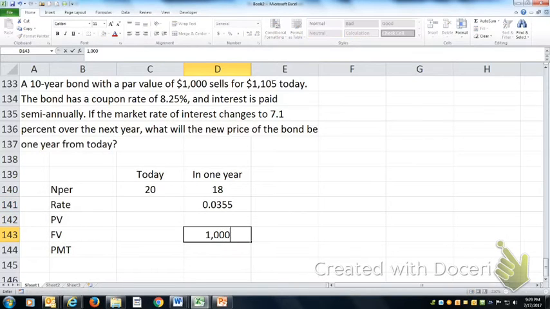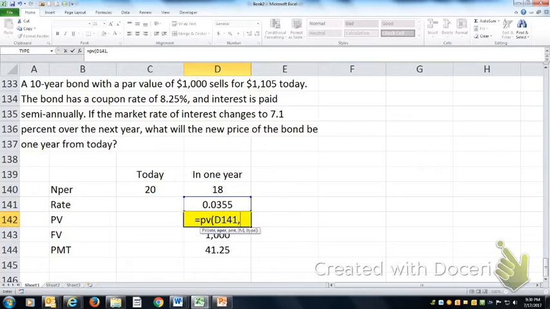The par value is $1,000, and the payment would be the coupon rate times the par value. That's 8.25% times the par value, and then divide by 2 to convert it into semi-annual payments. So I can calculate what the price will be in a year, given the change in the interest rate.